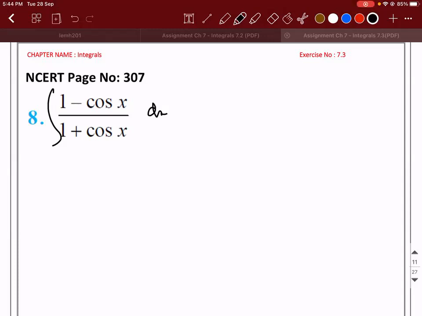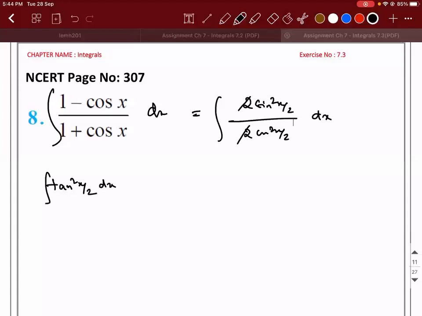So 1 minus cos x, that is 2 sine square x by 2, divided by 1 plus cos x, which is 2 cos square x by 2, times dx. 2 and 2 will get cancelled. Sine square x by 2 by cos square x by 2 is tan square x by 2 times dx, integral.